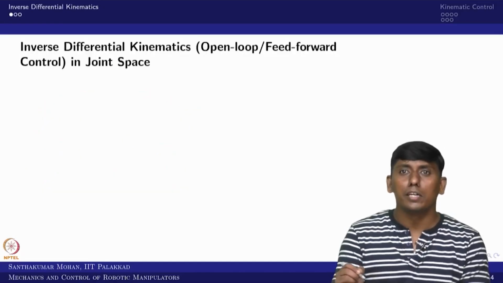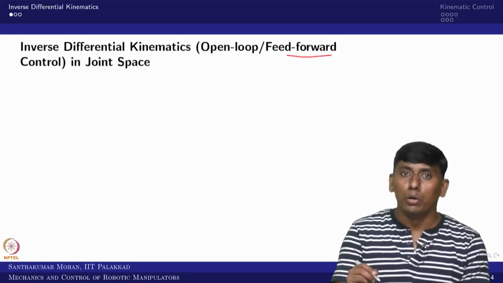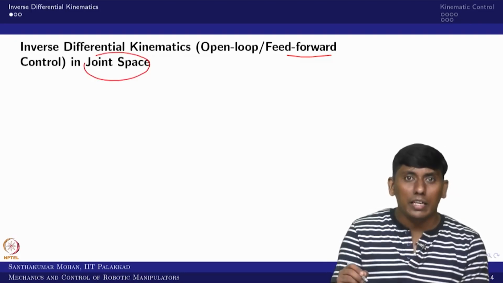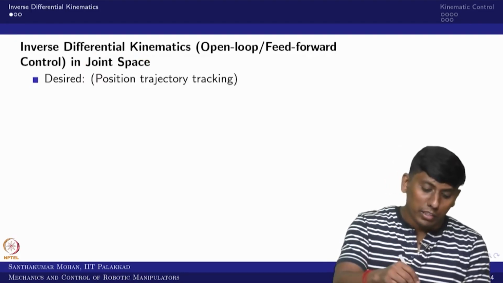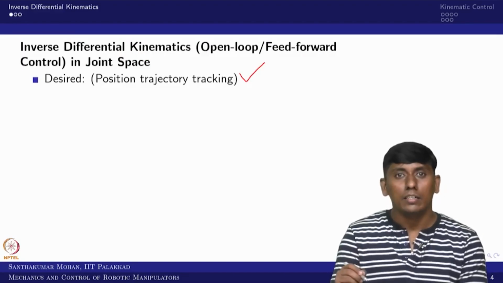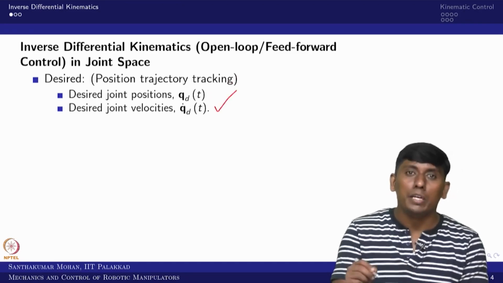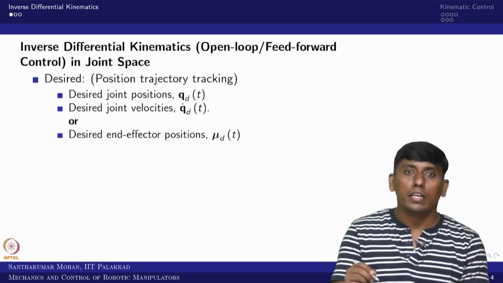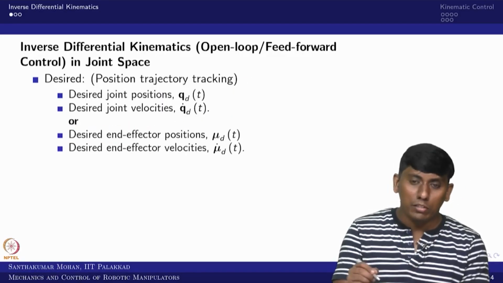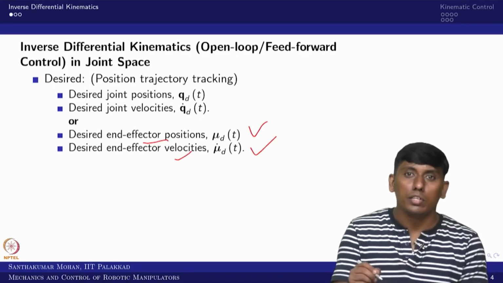What is inverse differential kinematics? We can consider it a feed forward control, or we can say an open loop control, where we end up in the joint space. Here the position trajectory is given, so we have to follow that position trajectory tracking. What additional information would be given? The q desired and q desired dot would be given to us. If it is a task space, the mu desired and mu desired dot would be given, in the sense that end effector position and velocity would be given.